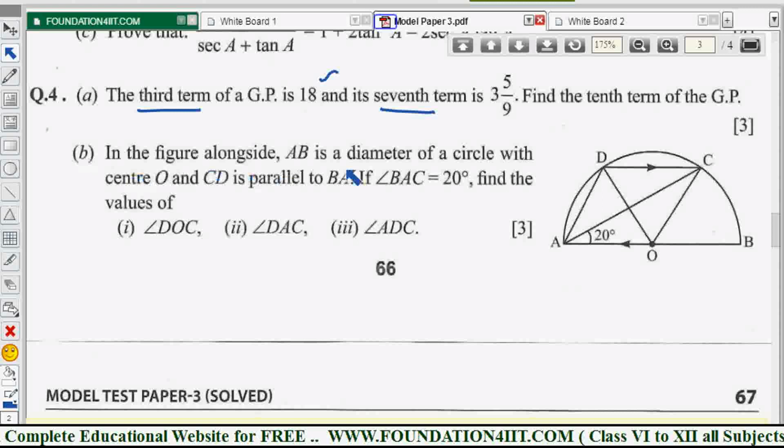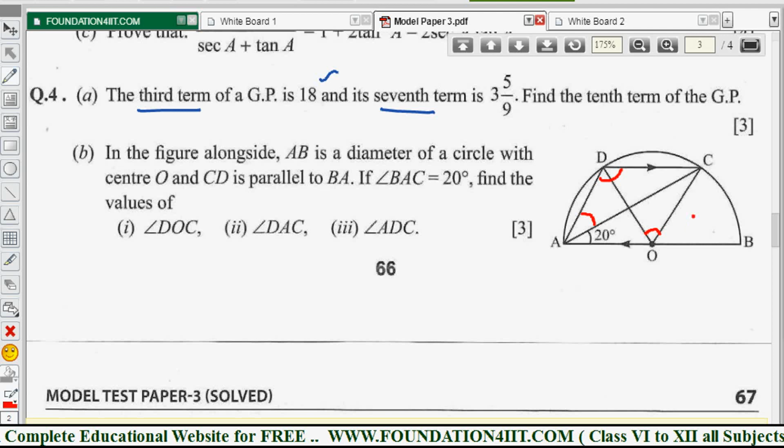In the figure alongside, AB is the diameter of the circle. So AB is the diameter means this is a semicircle with the center O, and CD is parallel to BA. So these both are parallel. We can use parallel properties. And angle BAC is 20 degrees. Find the value of DOC. So this angle we need to find out. And DAC, this angle also, and ADC, this complete angle. These three angles we need to find out.